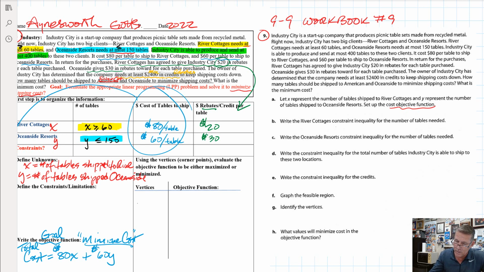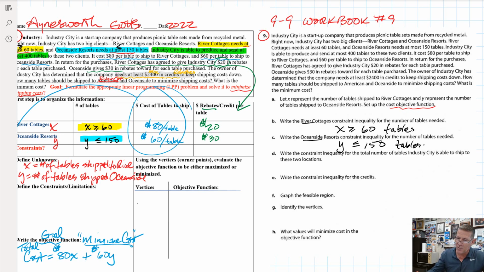Okay, so for River, the number of tables has to be at least 60 tables. For Oceanside, they have to be at most 150, so less than or equal to 150. And we're talking about tables, obviously.